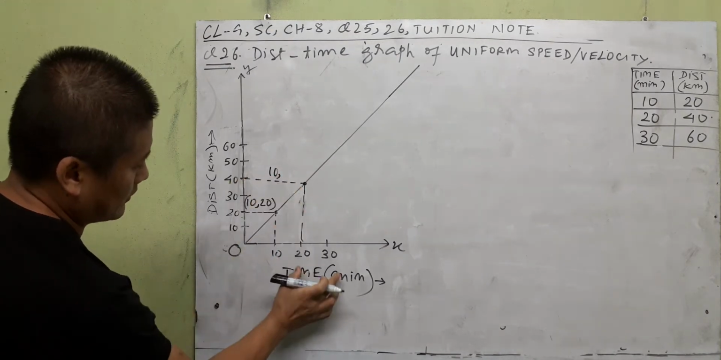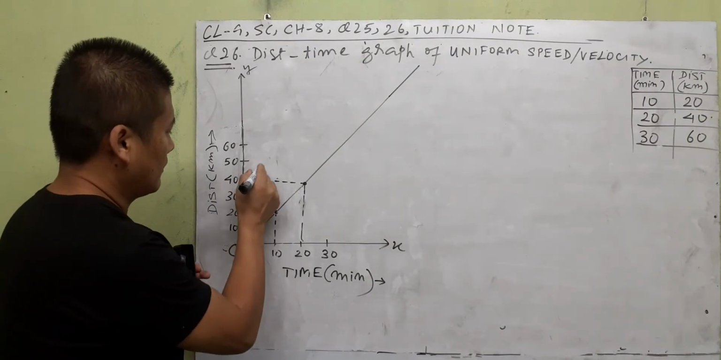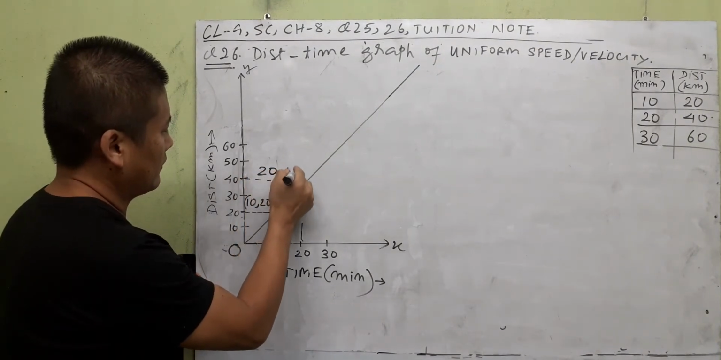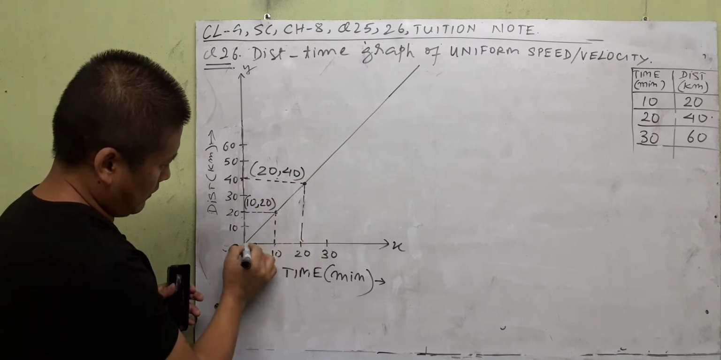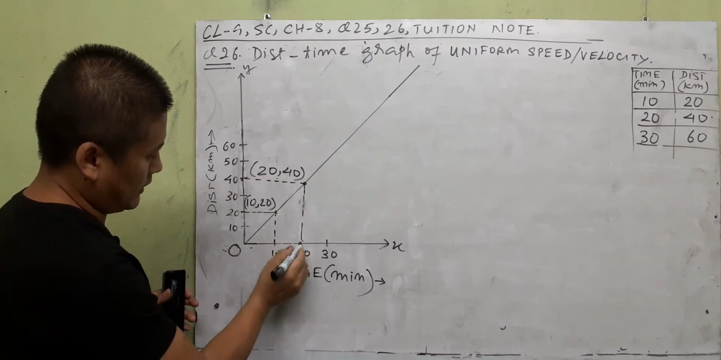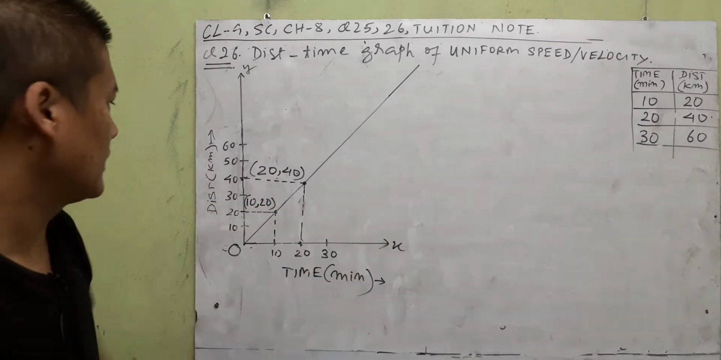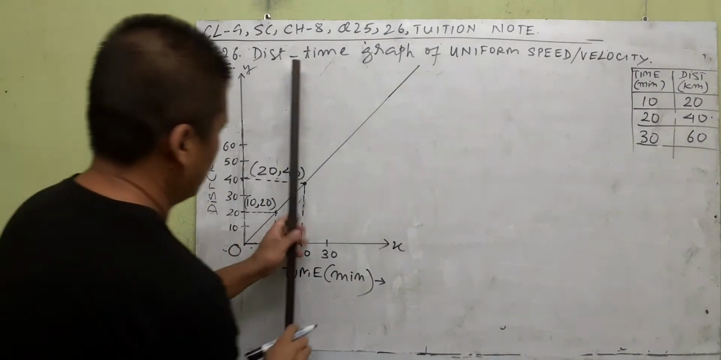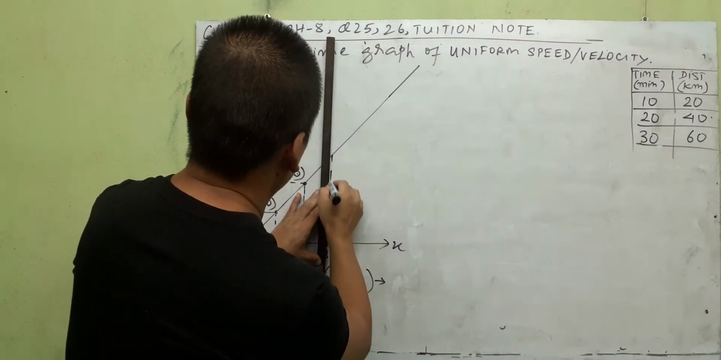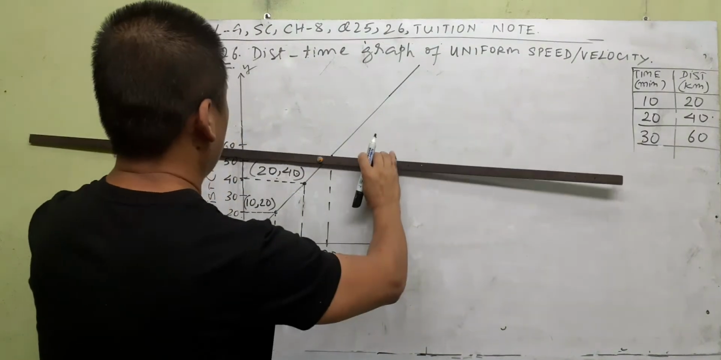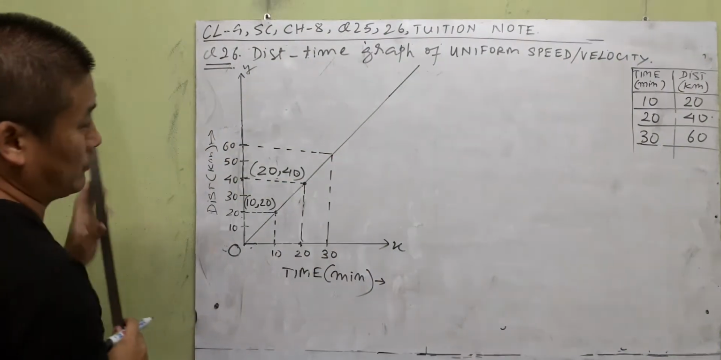Always the x-axis value we write first, which is here 20, and here 40 on the y-axis. 20 we write first, 20 here, 40 here. Next is 30, 60. So here 30 and 60, so we'll write that one. It doesn't look perfect, but we have to manipulate like that.